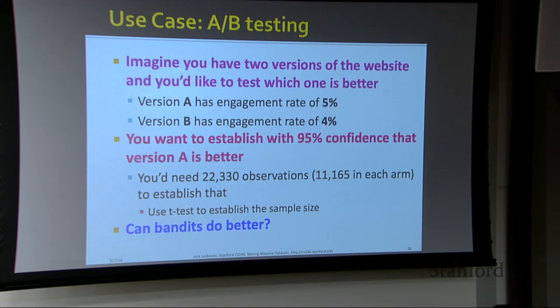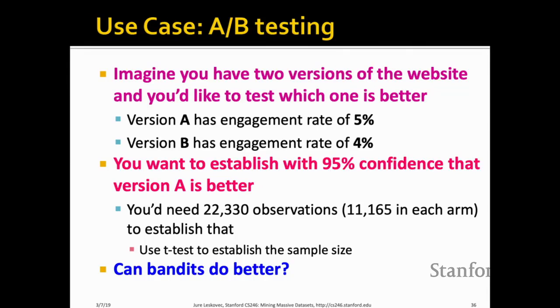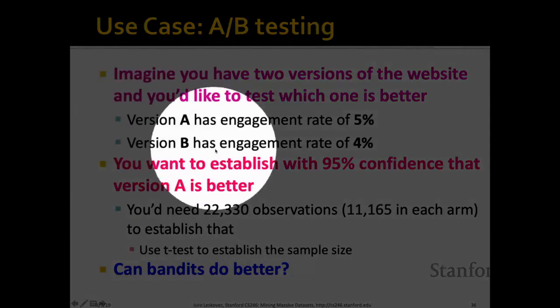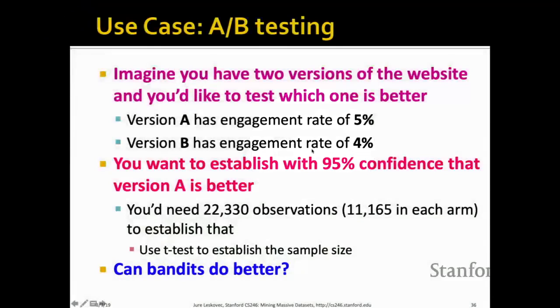Now, imagine that you have two different versions of the website, and you want to test which one is better. And you already know that version A has an engagement rate of 5%, while B has a lower engagement rate of 4%. And you want to establish with 95% confidence that your version A is better. I'm going to guide you now through different strategies, and show you how much they cost in terms of the number of observations that you have to collect, okay?